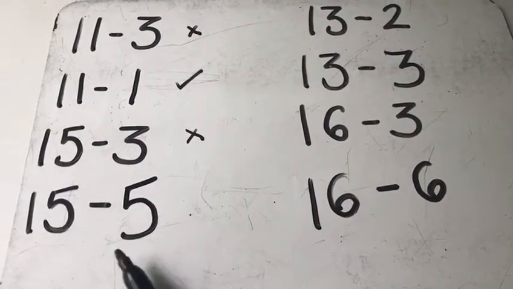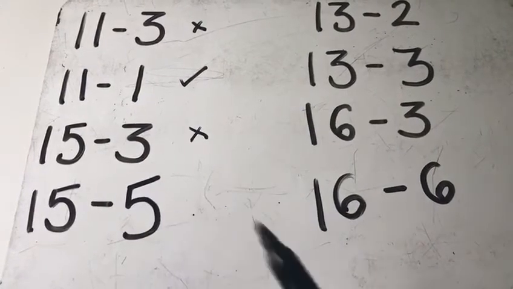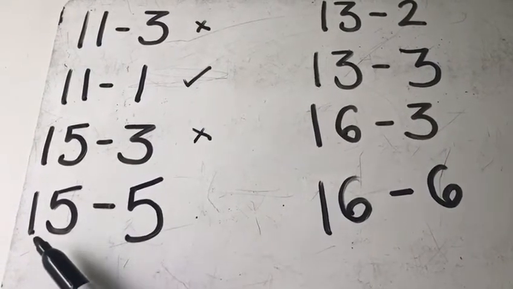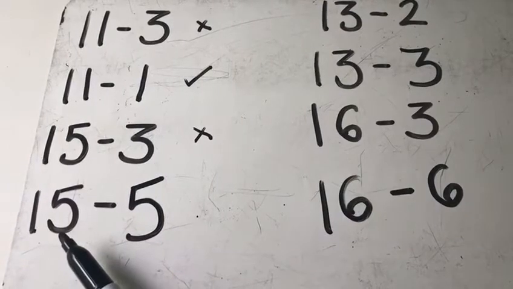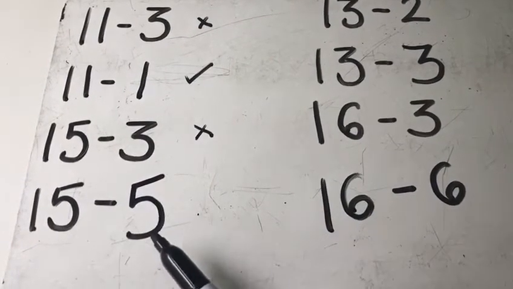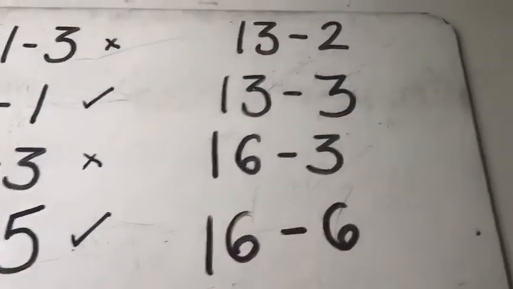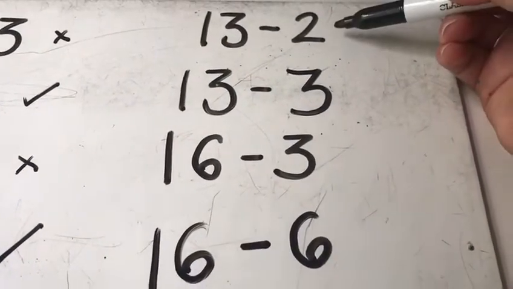What about this one? 15 take away 5. Now, this number's looking good because I've already noticed that 15 is 10 plus 5. So if I did 10 plus 5, which is 15 take away 5, would I be left with 10? Yes, I would. Next question, 13 take away 2.